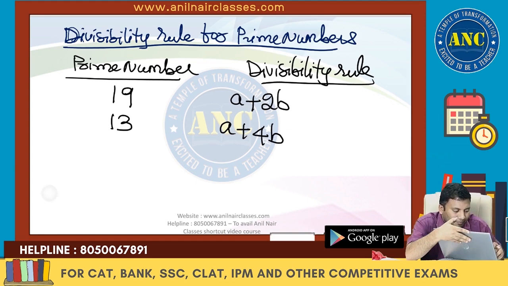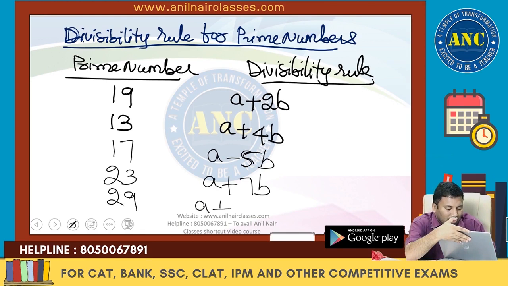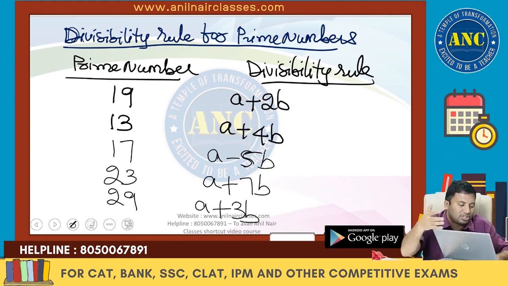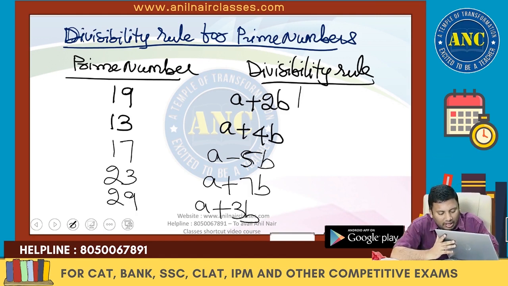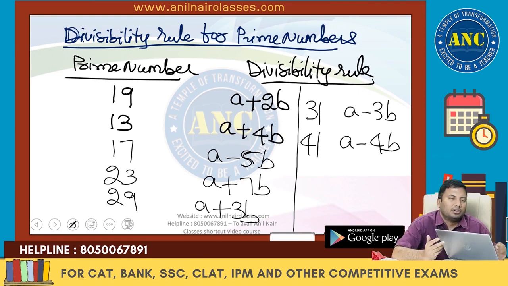If it is 17, it is A minus 5B. If it is 23, it is A plus 7B. If it is 29, it is A plus 3B. Just by looking at the question itself, you are able to determine it. If it is 31, it is A minus 3B. If it is 41, it is A minus 4B. I hope it is clear.